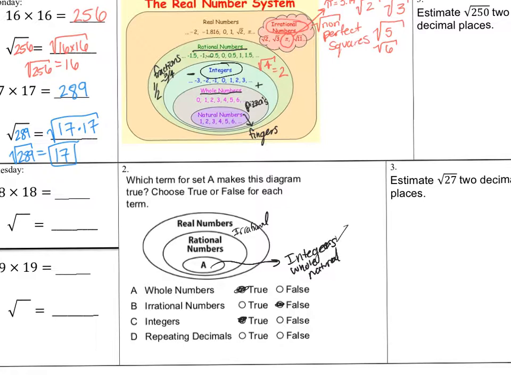And then repeating decimals, that's a fancy way of saying rational numbers. So how could that be in here? That's actually in here. So this is false. So it's true, false, true, false. Moving on to number 3.